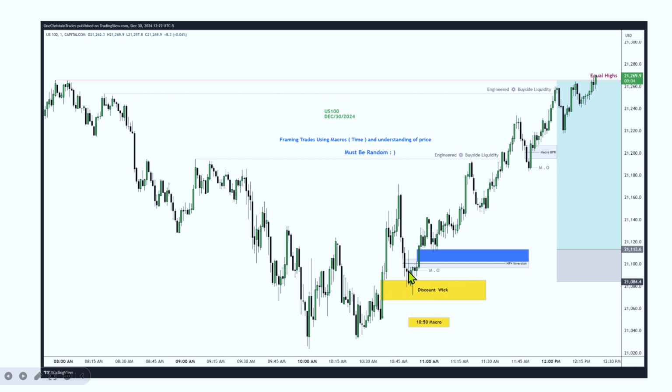The 10:50 macro. And as soon as the 10:50 macro clicks in, you see what? Delivery below macro opening price, taking out a short-term liquidity, also dropping inside what? A discount fair value gap. We inverse this CB that was used to send us lower.